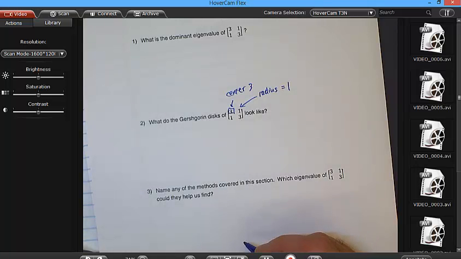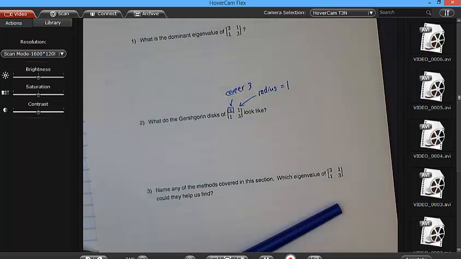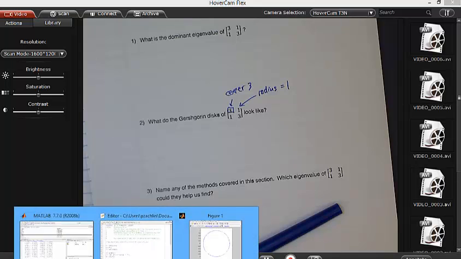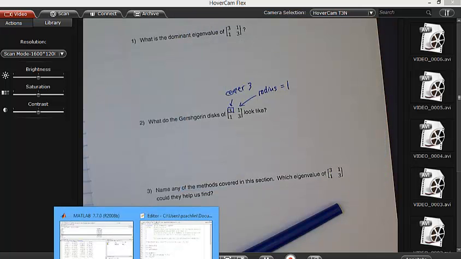Maybe a better example would be my favorite matrix. Let's do that. Let's plot the Gershgorin disks for my favorite matrix. So how do I do that? Well, I turn off this one. Go back to MATLAB.